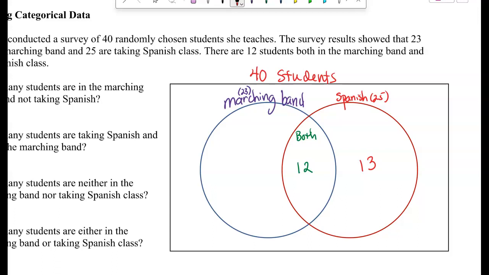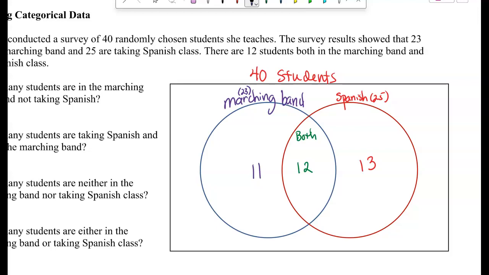Okay. Well, let's go to marching band. How many kids should be outside of that little eyeball or football shape? How many should go right here? That should be 11. Because what's 11 plus 12? 23. Now, we have successfully not double counted anybody. Are you guys with me on that?